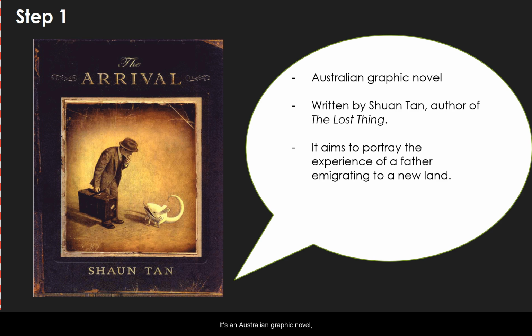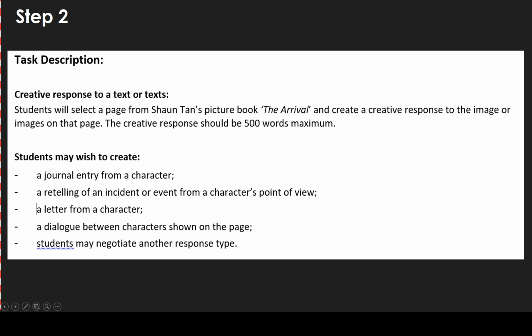It's an Australian graphic novel, like I said, written by Shaun Tan, who is also the author of The Lost Thing, which some of you might have read before. This novel aims to portray the experience of a father emigrating to a new land. Now, this is quite a unique novel as it is graphic and there are no words, which is great for international and EALD students because you don't have to read the text. You can use your interpretation and the visuals to help you understand the story.